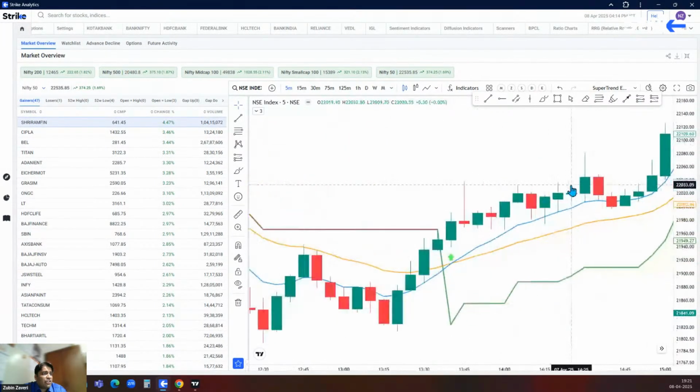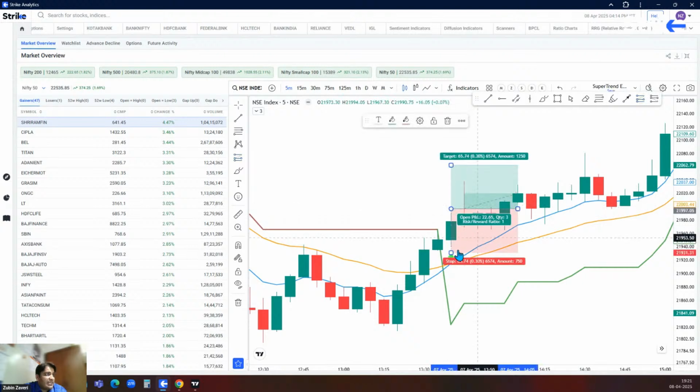A very good signal was generated over here. See this, जैसे कि यहाँ पे ब्लू ग्रीन लाइन आया और उसके साथ ही ग्रीन एरो के साथ ही ब्लू लाइन जो है वो येलो लाइन के ऊपर चला गया। So for 5 minutes, I would like to take this particular signal, keeping a stop loss over here.